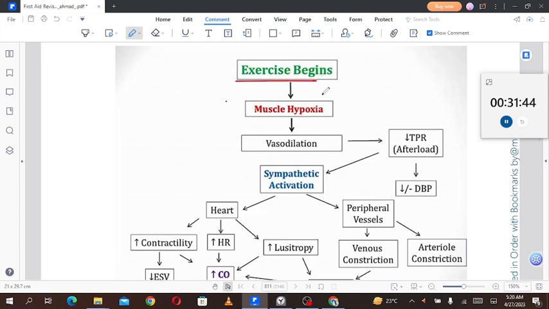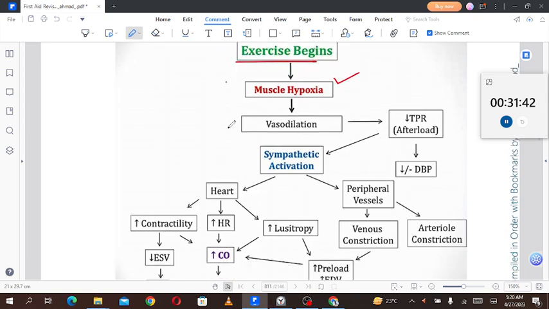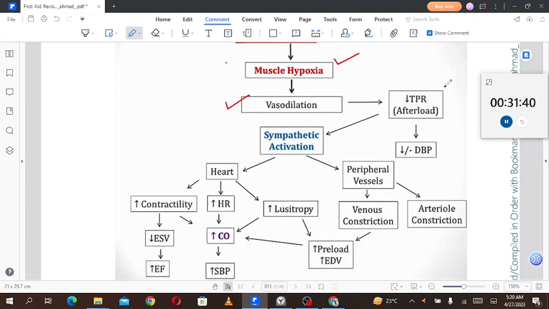Exercise begins. There will be muscle hypoxia. Muscle hypoxia results in vasodilation. If there is vasodilation, there will be decreased total peripheral resistance, given that the exercise which you are doing is not static. For example, it is not the case in the weightlifting. We are talking about running or some dynamic exercise. So when there is decreased total peripheral resistance, there will be a decrease, or maybe it remains unchanged, in diastolic blood pressure, but you may say a decrease for the conceptual purposes.